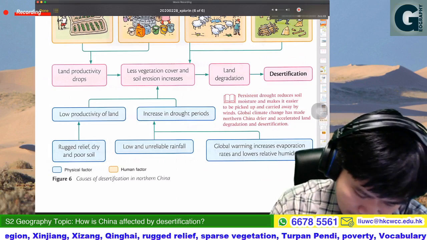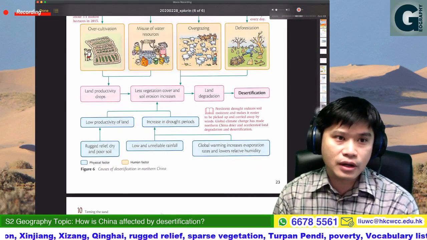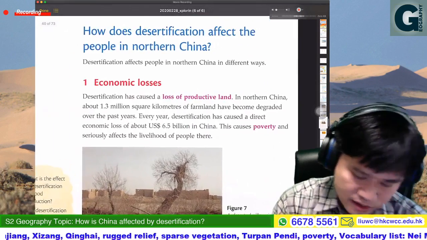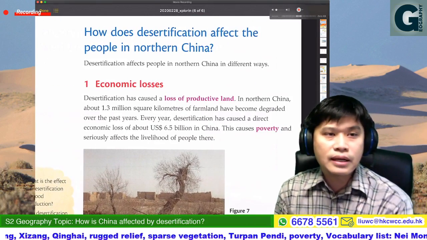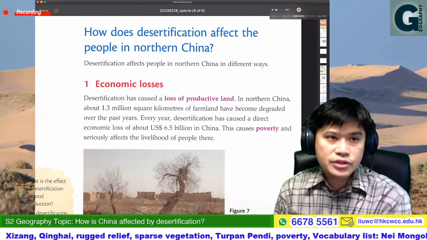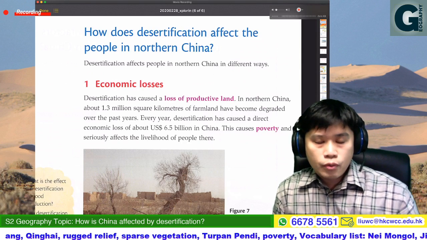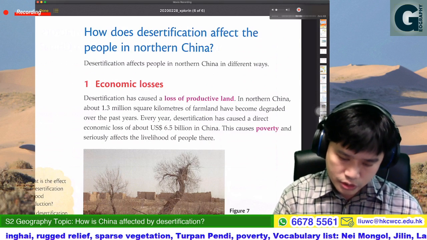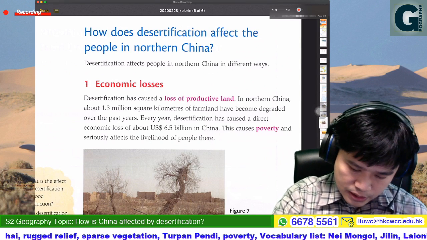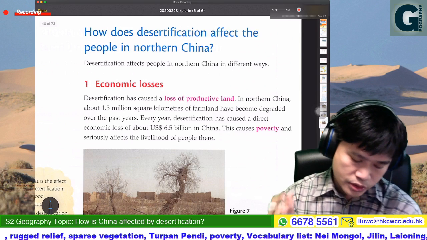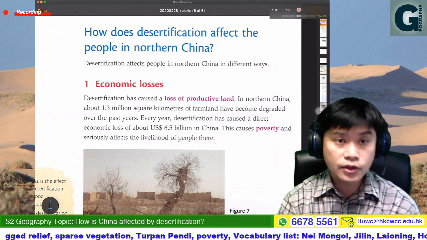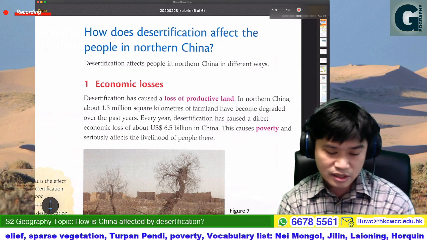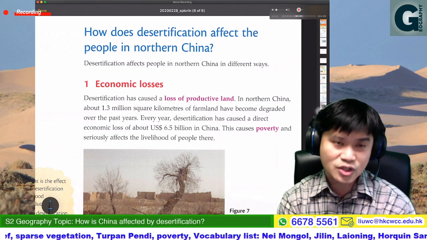Then the last part of unit 10.3. After that, if we know desertification may occur, what happened? What would be the result of desertification? For the last part here, you can see the subtitle: how does desertification affect people in northern China? So therefore, right now we're going to talk about the result.